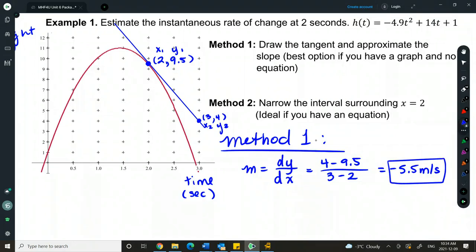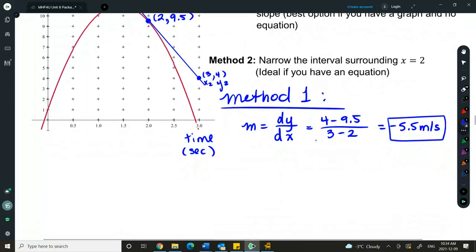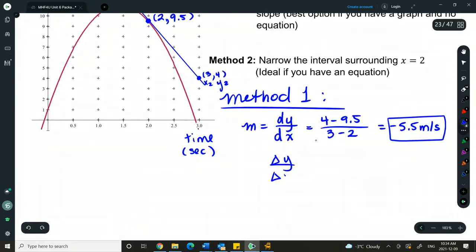What's the difference between dy over dx and delta y over delta x? Can anyone answer this question? Emma? There is no difference. Yeah, so no difference. It's still y2 minus y1 over x2 minus x1. This just means we calculated an average, so a secant line slope over an interval. This is instantaneous. So it's just a notation to indicate what type of rate we're finding.